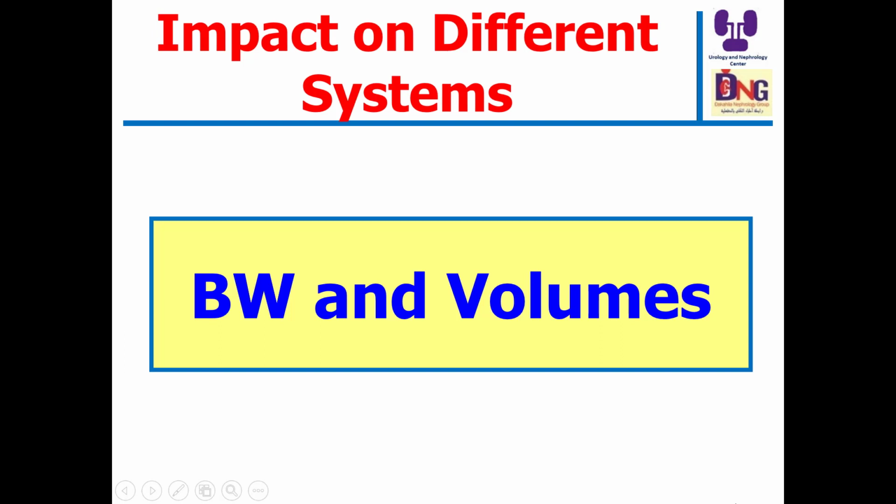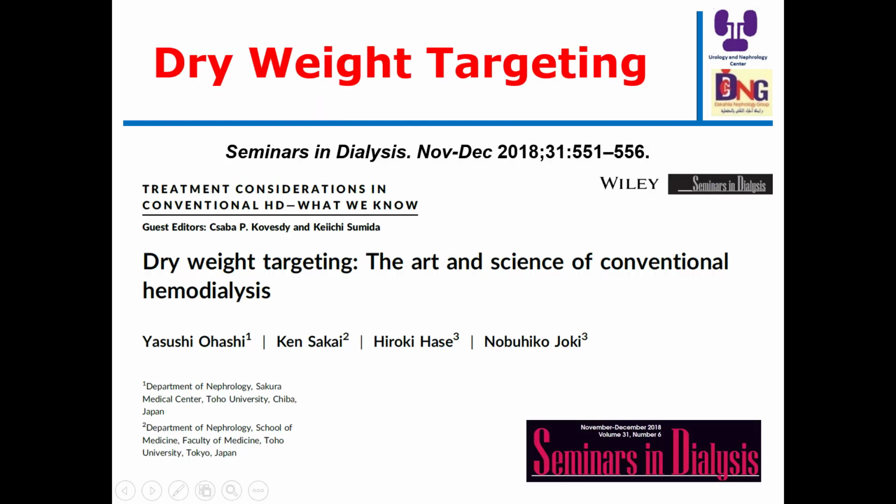This is one of the important clinical spectra. We should know how to predict and estimate dry body weight in our patients, and to reach better targets. So dry weight targeting should be one of the important aspects.